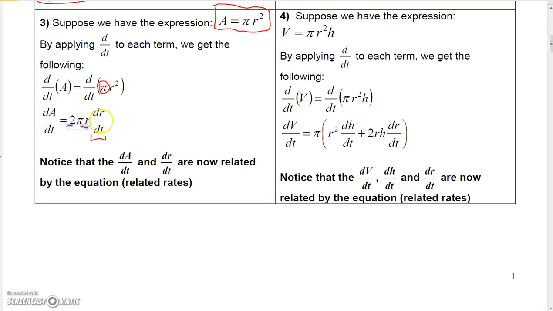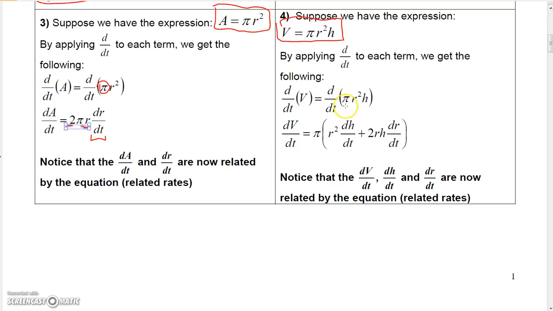And so this equation relates those two rates. Now, what if we have this volume formula, volume equals pi r squared h? Okay, well now here, if I apply d over dt to each, the left side's easy. The derivative of volume with respect to t is just dV over dt.